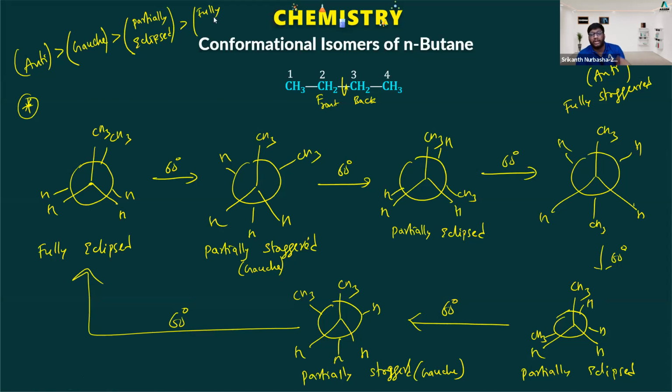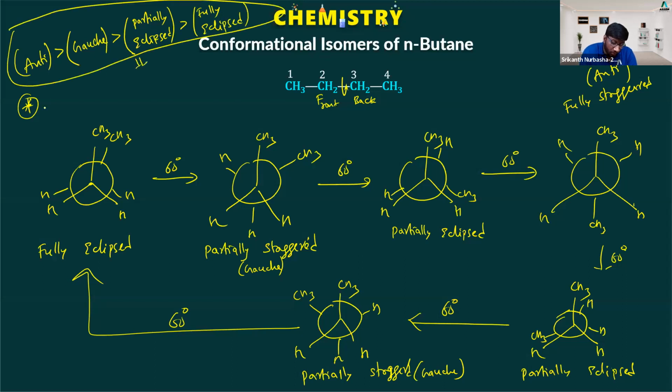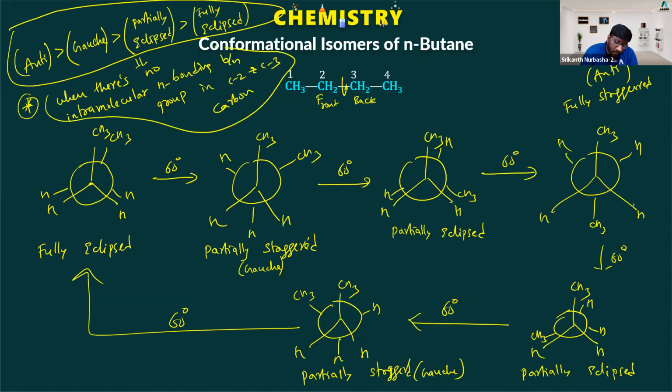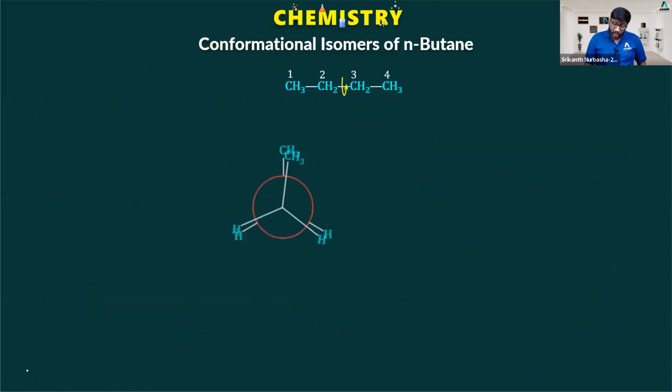Whenever intramolecular hydrogen bonding is possible between the groups present on the two carbons, the stability order changes. This is the case when there is no intramolecular hydrogen bonding between groups on the C2 and C3 carbons. Only then will stability be based on repulsions. If not, the order is going to change. Right? So let us look at all the conformations now.